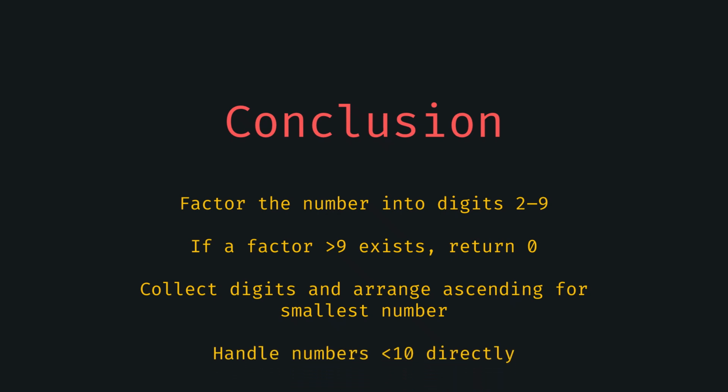We've learned how to calculate the smallest number whose digits multiply to a given number. By carefully factorizing and arranging digits, we can efficiently find the minimal solution or determine if no solution exists. It is a smart combination of factorization and number construction.